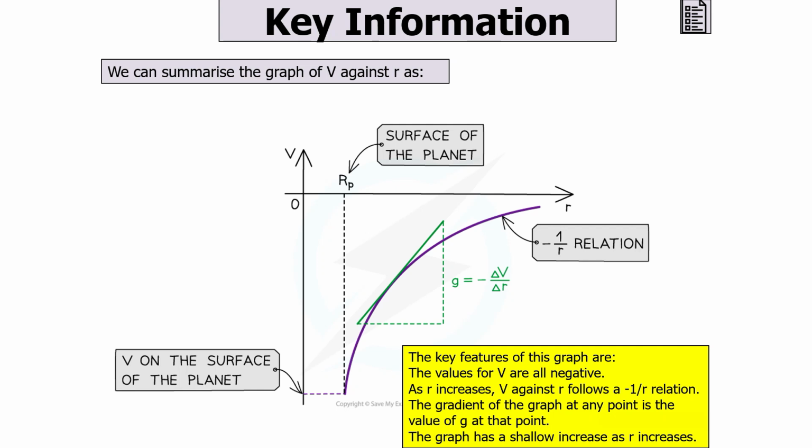The key features of the graph are that the values for V are all negative. As r increases, V against r follows a minus 1 over r relation, and the gradient of the graph at any point is the value of g at that point, and the graph has a shallow increase as r increases.